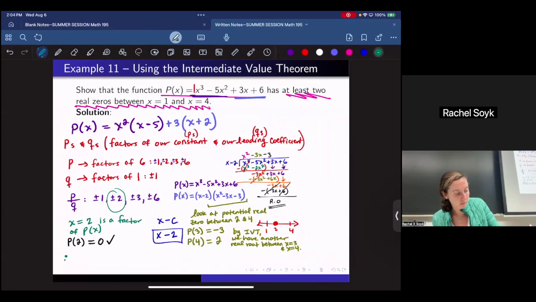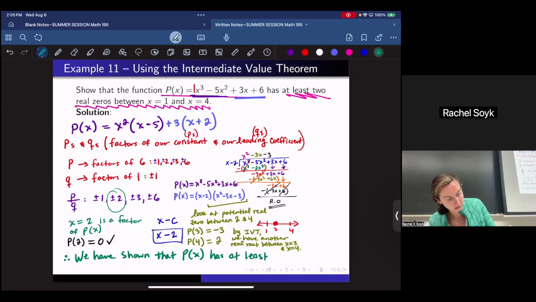So therefore, we have shown that P of x has at least two real zeros between x equals 1 and x equals 4. We're done.